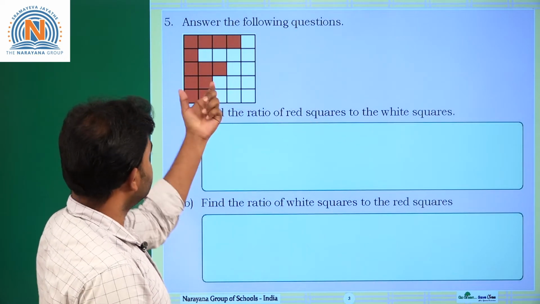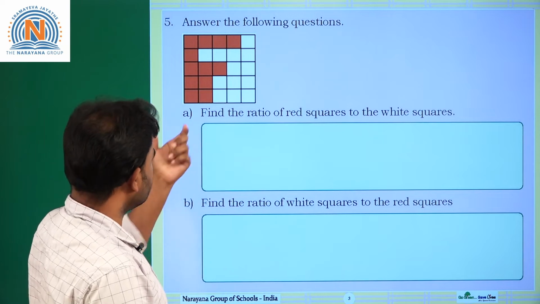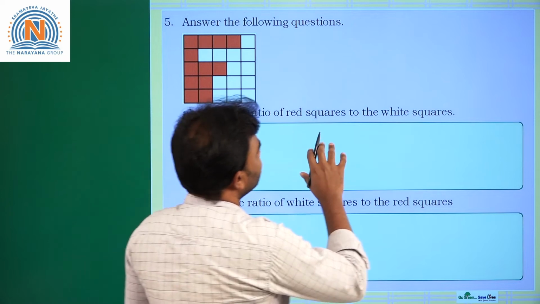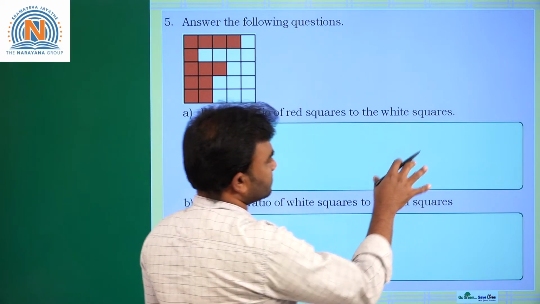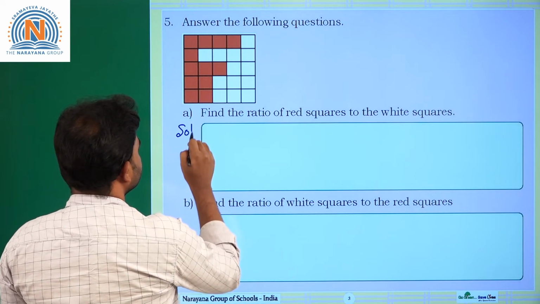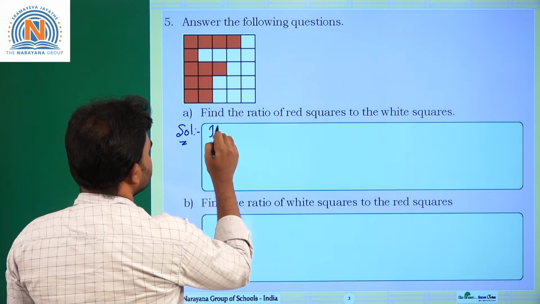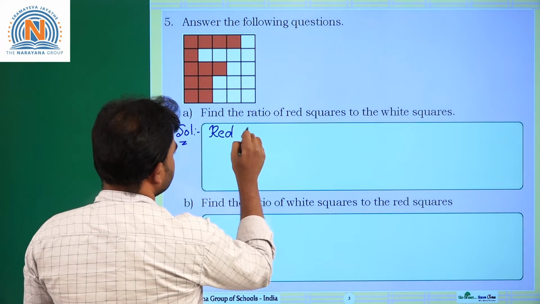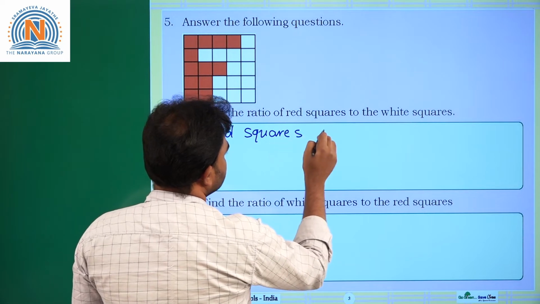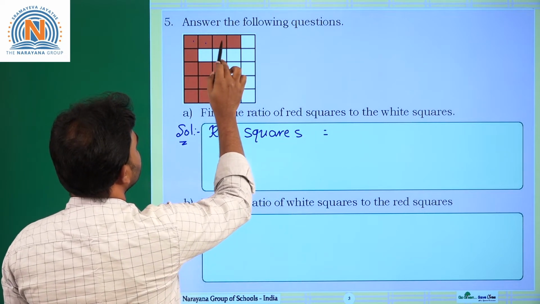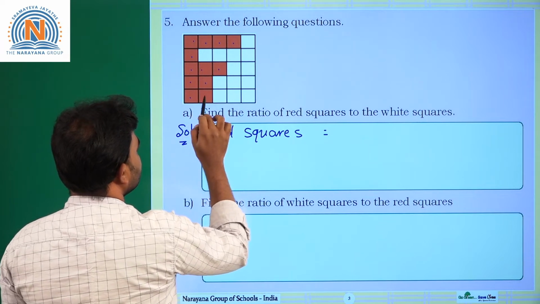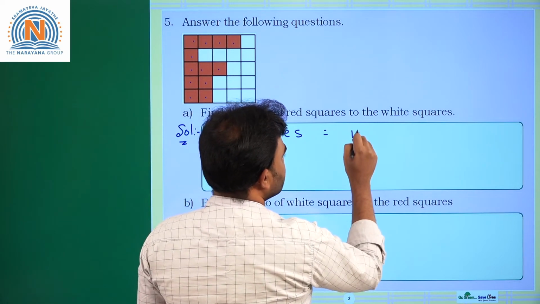Next one, answer the following questions. See, a grid is given. Using that grid, we have to answer these questions. Find the ratio of red squares to the white squares. How many red squares are there? First of all, solution, red squares, how many are there? Let's count. Red squares are equal to 1, 2, 3, 4, 5, 6, 7, 8, 9, 10, 11, 12. So 12 red squares are there.